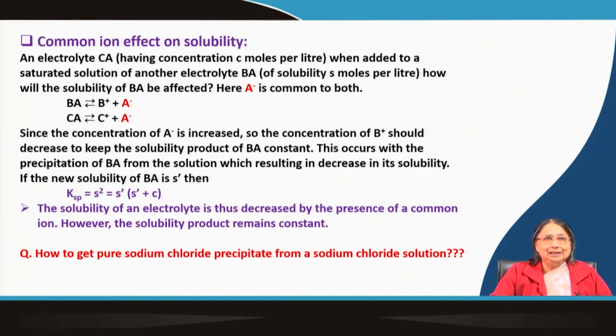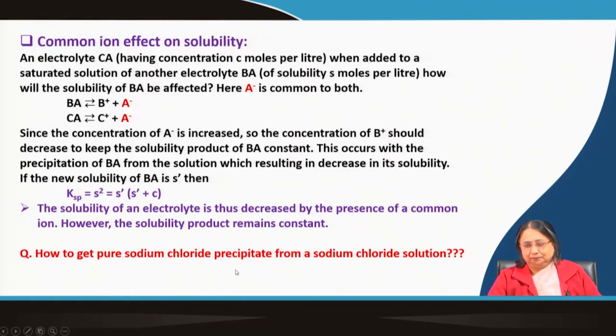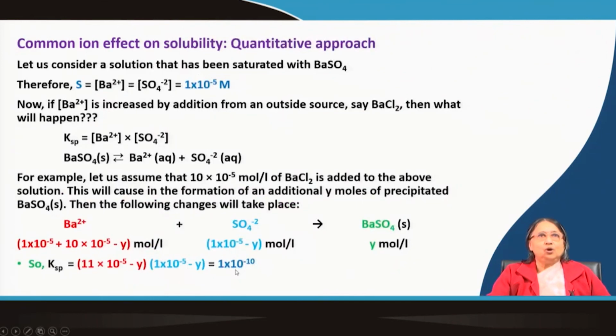So, what will happen? Some sodium will go out of the phase. It will be precipitated as sodium chloride. So, you will get pure sodium chloride as a precipitate. Now, common ion effect on solubility, I have already told you what will happen if you add a common ion to some electrolyte. Now, here is the quantitative approach; the example is given with barium sulphate.